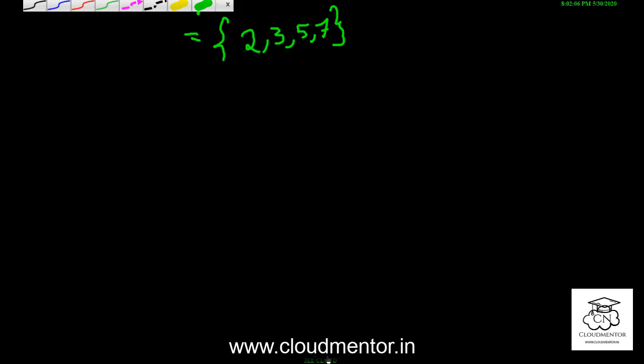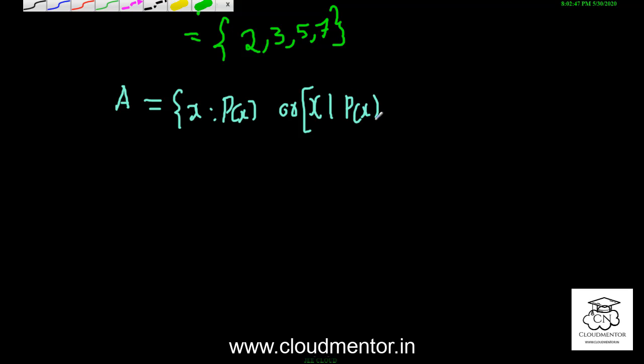The next one is the set builder form. In this method, instead of listing all elements of a set, we list a property or properties satisfied by the elements of the set, and we write it as A equals x such that p of x, or x bar p of x, where the bar means such that.